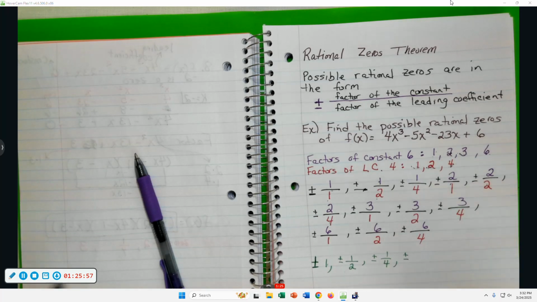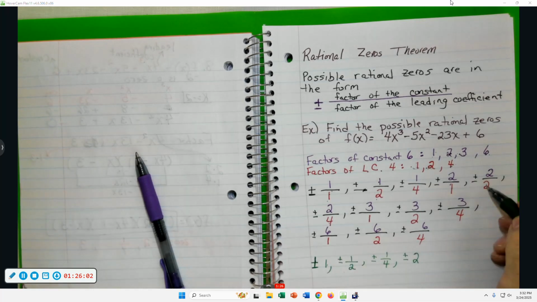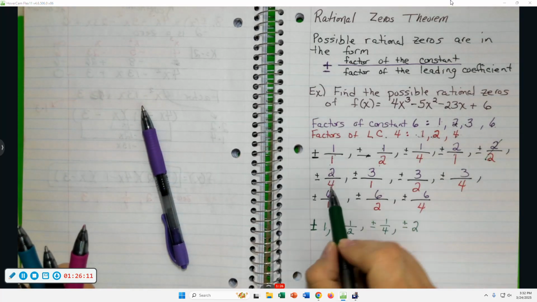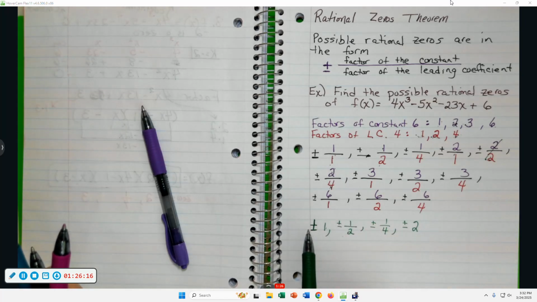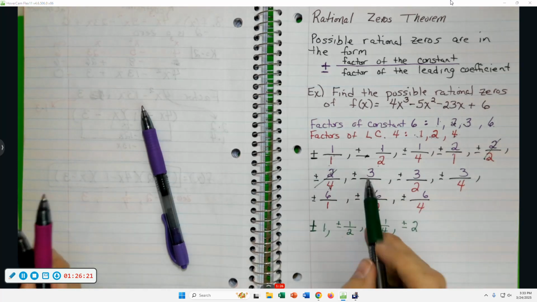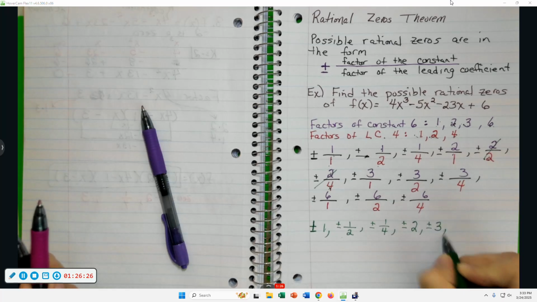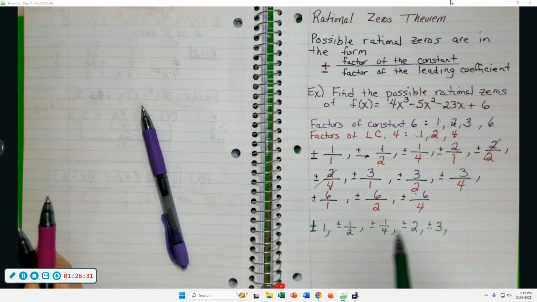How am I going to write the 2 over 1? I'm not going to write 2 over 1. What am I going to write? 2. Now 2 over 2, have I already listed that one? Yeah. 2 over 2 is 1. Oh. What about 2 over 4? Have I reduced that? Have I already listed it? 2/4 is the same as a half. Okay. So I'm up to this one. The 3 over 1 is just 3. 3 over 2, I haven't already listed that.